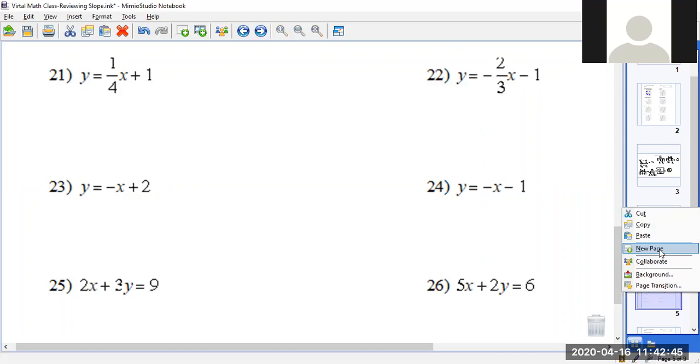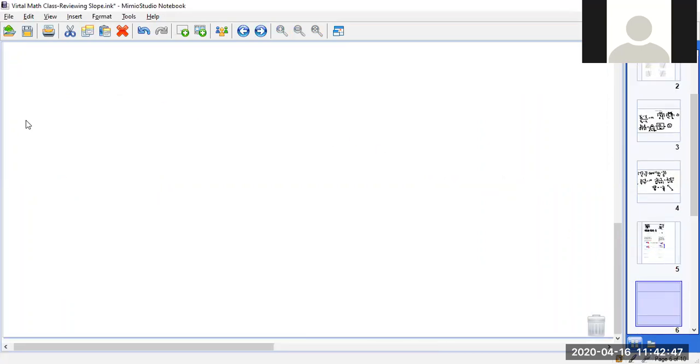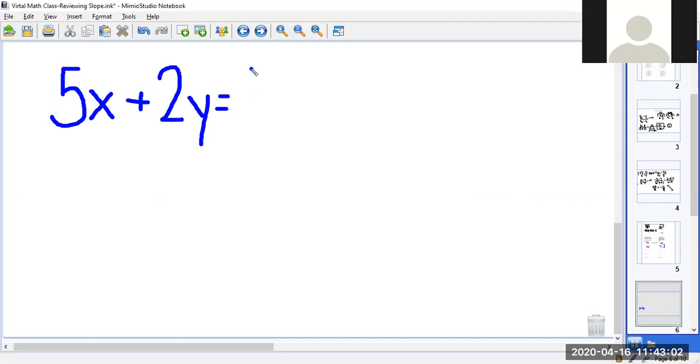That was 5x plus 2y equals 6. So let me go ahead. We have 5x plus 2y equals 6. All right, so remember the goal is for us to get y equals mx plus b format.